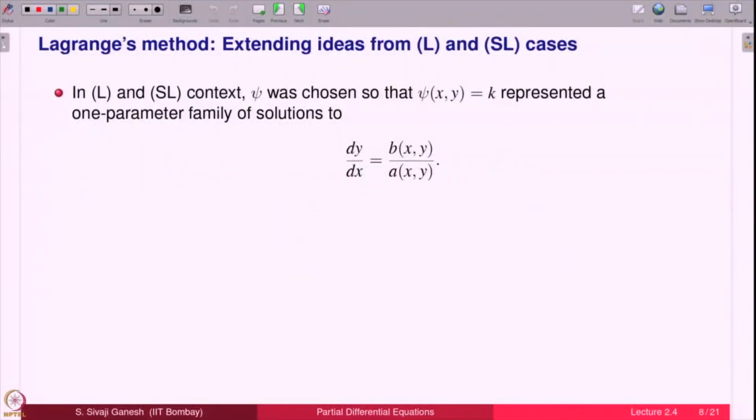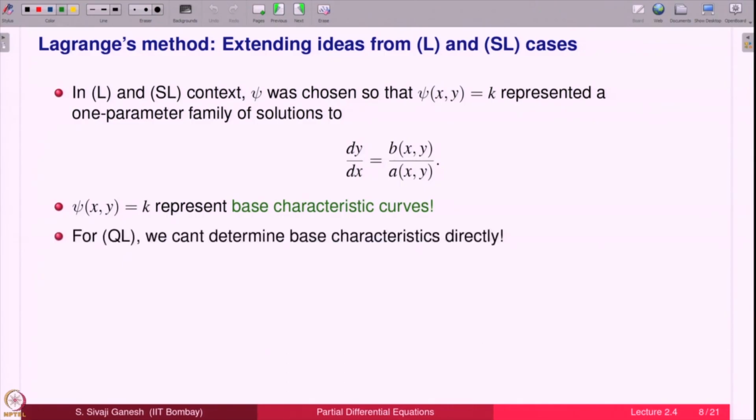In L and SL, psi was chosen such that psi equal to k represented a one parameter family of solutions to dy/dx equal to b/a. This is what we did, right. Now, in the quasi-linear case, what happens is b(x,y,z), a(x,y,z) will come. So, necessarily we have to bring in some equation for z, we will come to that. So, psi(x,y) equal to k represent base characteristic curves. Okay, this is the equation for base characteristic curves after eliminating the parameter t.